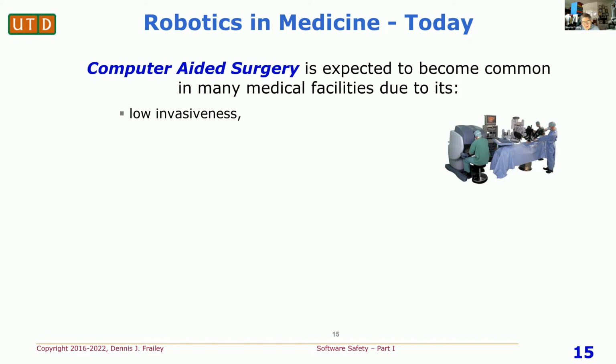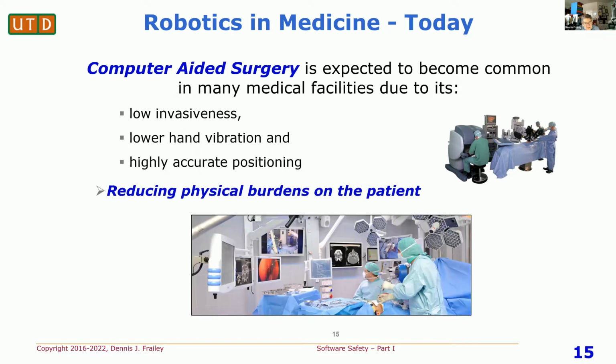Why? It's less invasive than a human, because the computer can be more precise than even the finest surgeon in terms of exactly what to do when and where. It has lower hand vibration, highly accurate positioning, and it reduces the physical burden on the patient. I have had this type of surgery twice now, and in both cases, the doctors have told me your recovery would have been a lot more uncomfortable if we hadn't used the computerized robot.